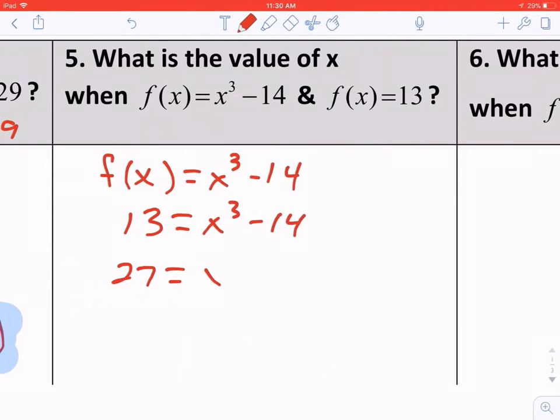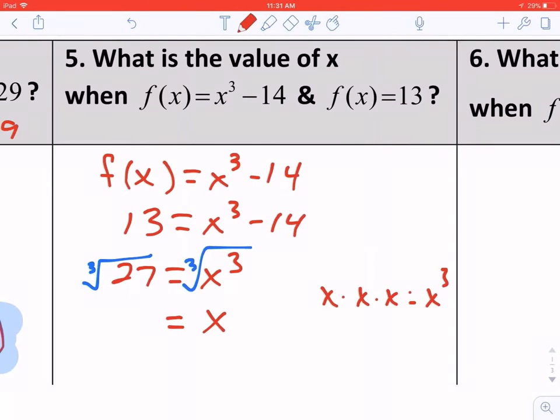So we get 27 is x cubed. To get x by itself, I have to cube root both sides of the equation. Cube root means what number times itself again gives you that answer. The cube root of x cubed is x, because x times x times x equals x cubed.